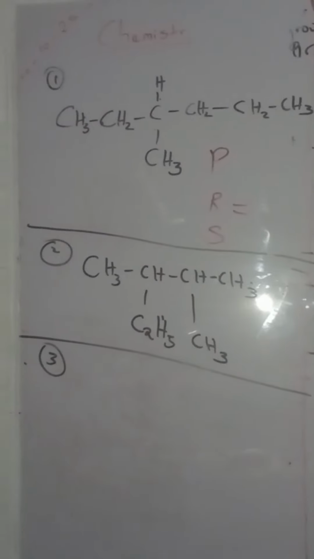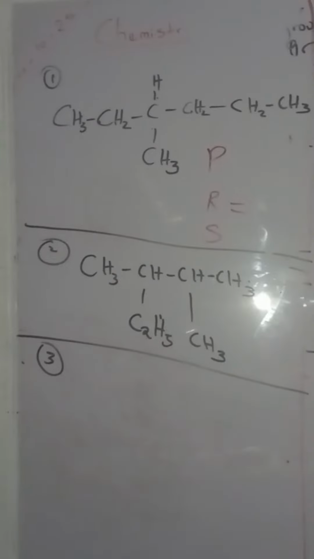Rule number three now. Always number from the functional group side if there is any.